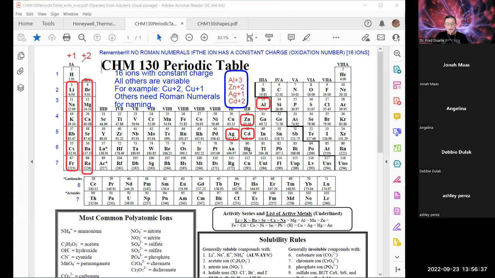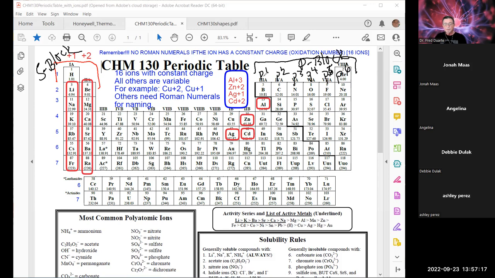Okay, now let me rehash this. The first 2 columns, think of those as the S block, okay, the S block of elements. Starting from here, Roman numeral 3A to Roman numeral 8A, think of those as the P block elements, okay? And note there are 6 blocks, so that would be P1, P2, P3, P4, P5, and P6 if we went across.